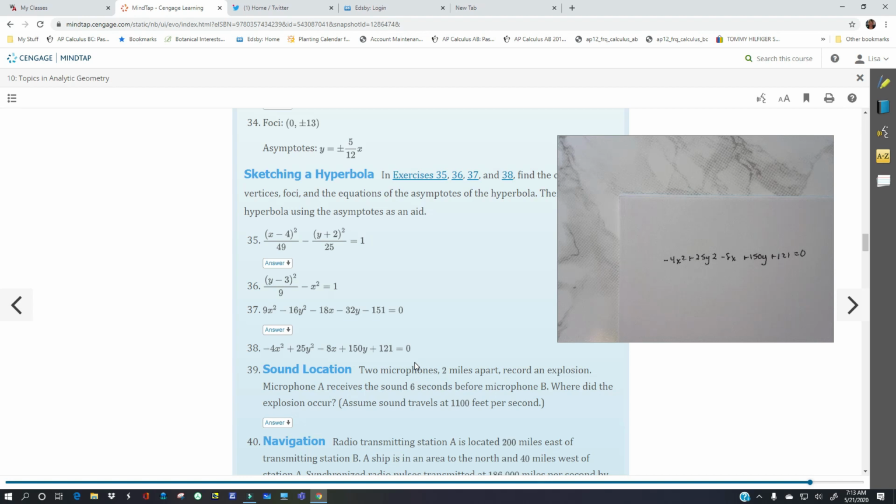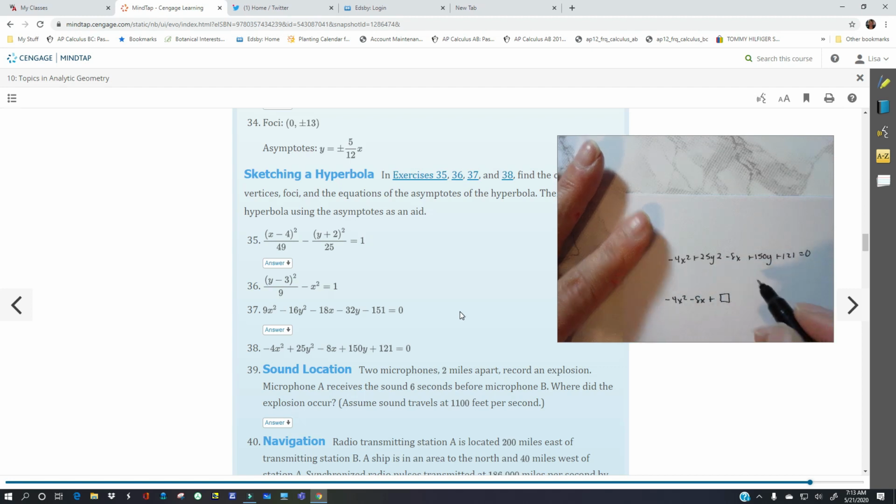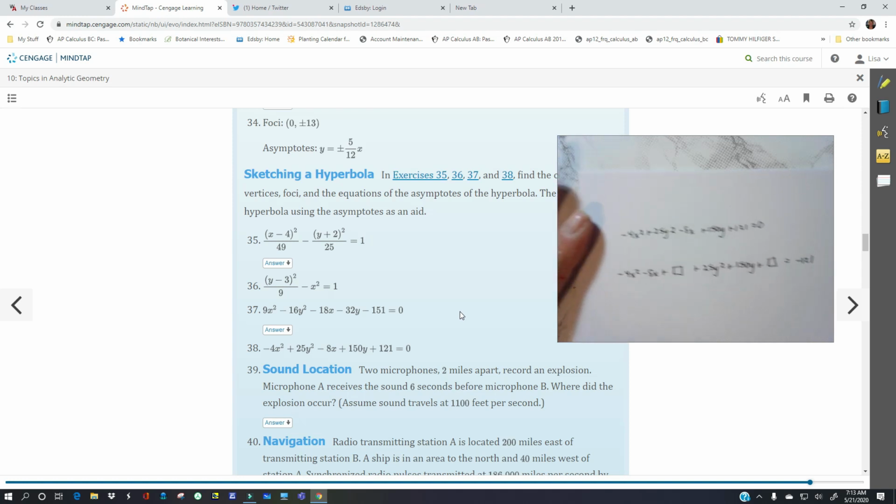It's actually just asking you to sketch it. So in other words, in order to sketch it, you'd have to write it in standard form. So let's write this in standard form. Remember, we're going to put our x's and y's together. And you can put the box now, right? And I'm going to bring that 121 over to the other side.